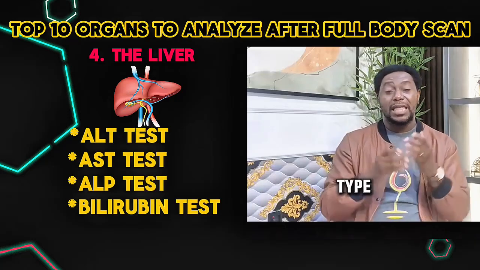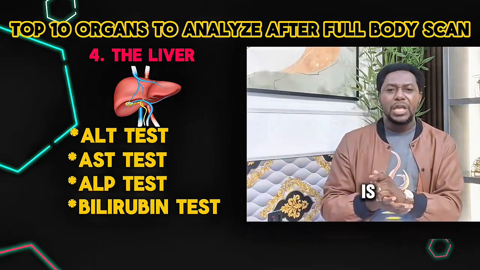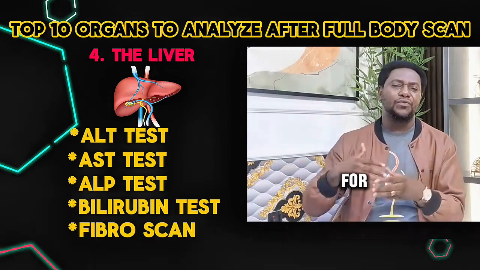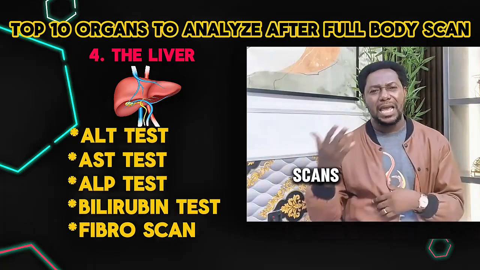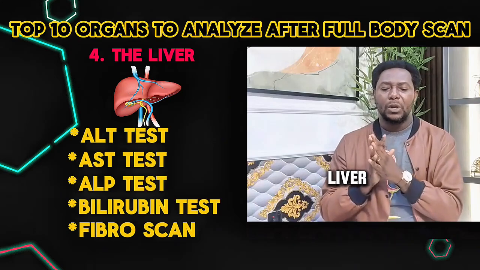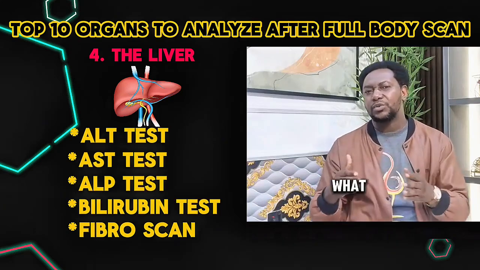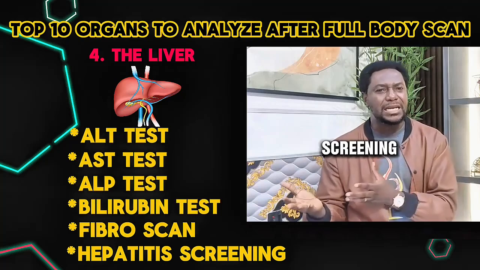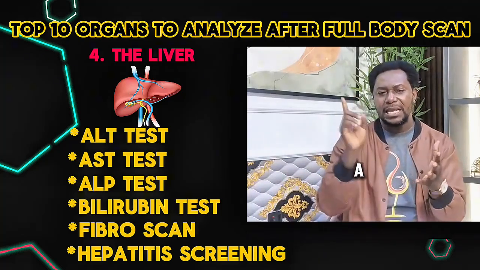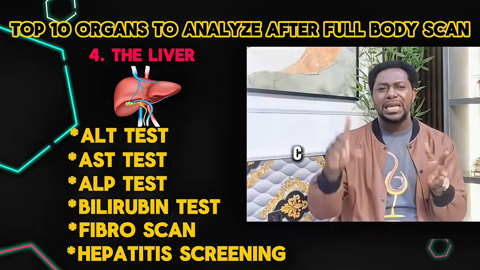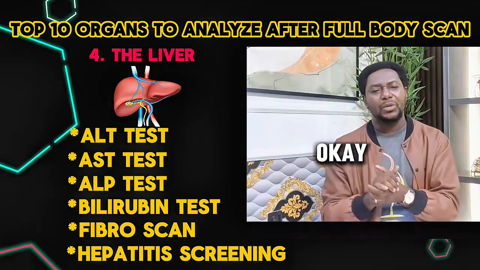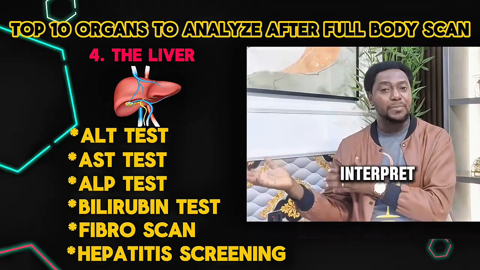Okay? Another type of scan you can run with the liver is what we call the ultrasound or fibroscan. You are trying to check for fibrosis. Those are scans that can show if there are fibrous tissues growing in the liver. Another type of scan for the liver is what we call the hepatitis screening. In your NLS device too, you can check for hepatitis A, hepatitis B, hepatitis C, hepatitis E, hepatitis G. They are all there. Okay? You will need to learn how to interpret such results.